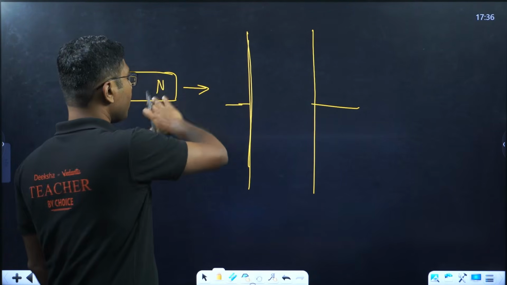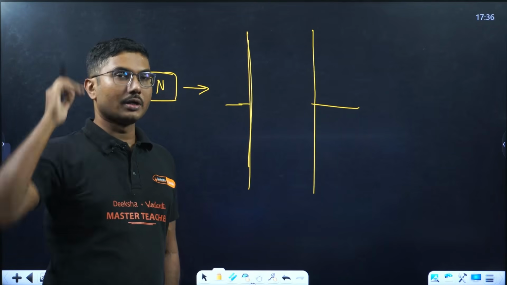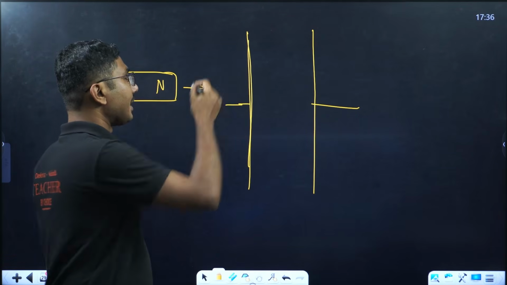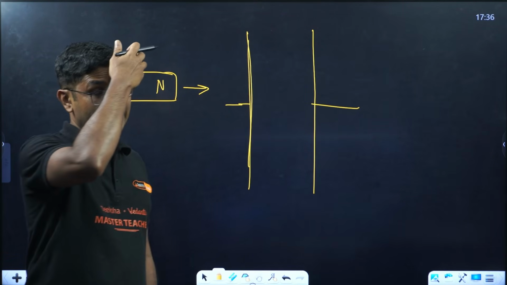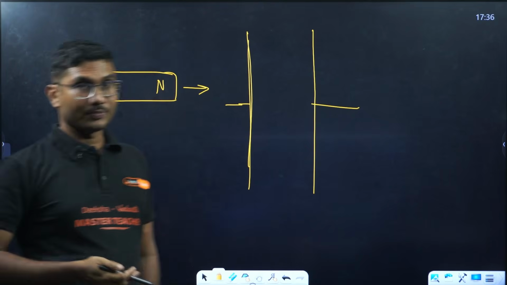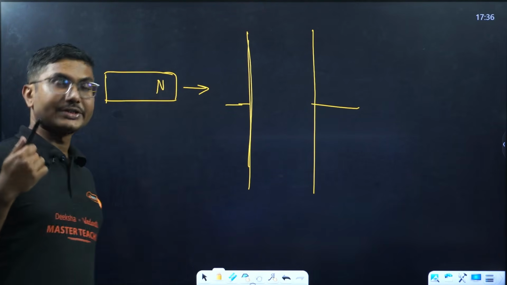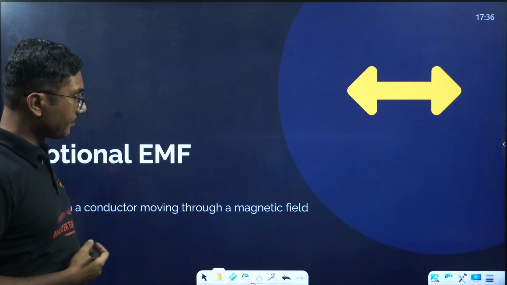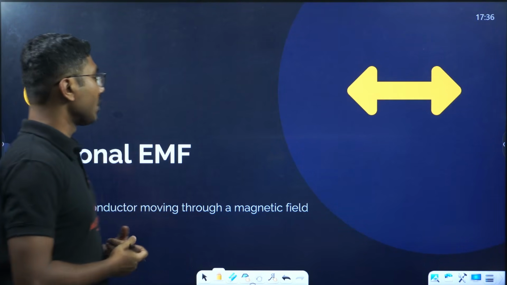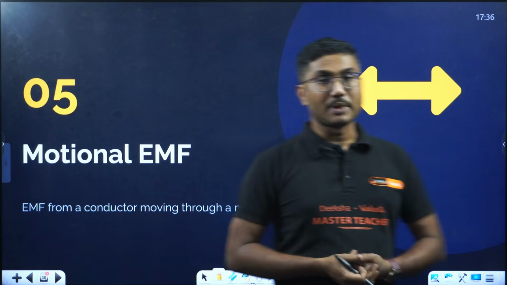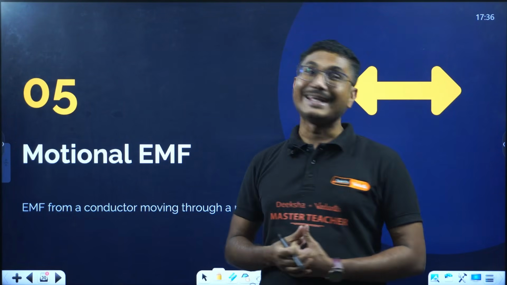Now based on the polarity and how you are trying to do it, it may be positive or negative, but yes, there will be induced EMF. That is one very important point. It is not necessarily a closed circuit. Next we are going to do concept number 4, which is motional EMF.